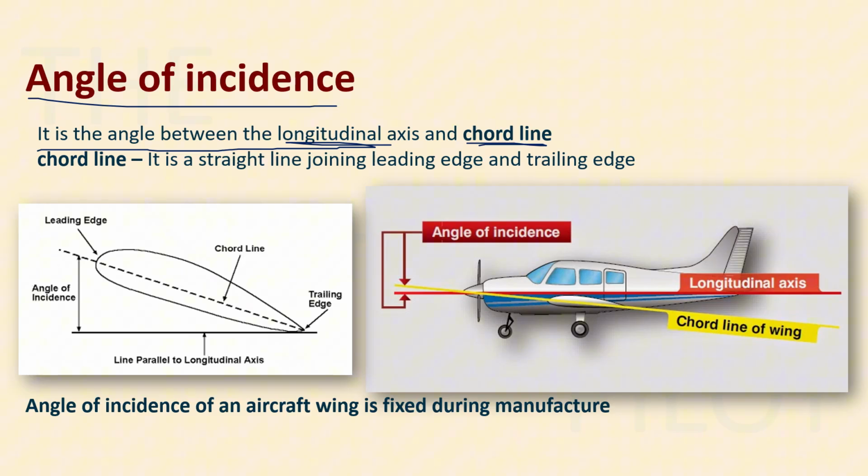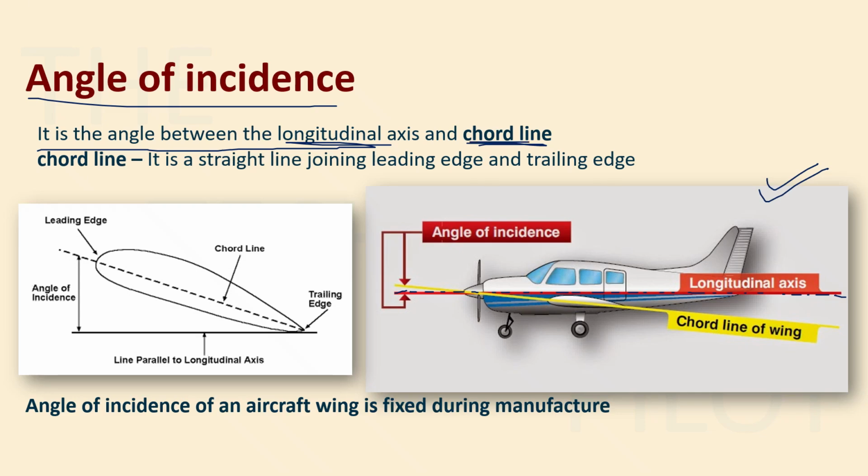So, you know what a longitudinal axis is, right? What is a longitudinal axis? In this diagram, you can see that this red colored line is your longitudinal axis. It is passing from the nose to the tail of the aircraft, right? So, this is the longitudinal axis. And what is the chord line?